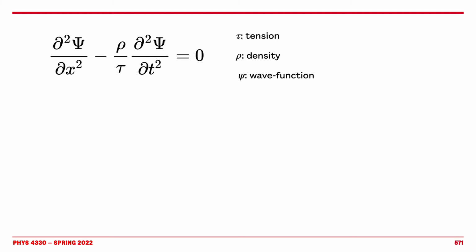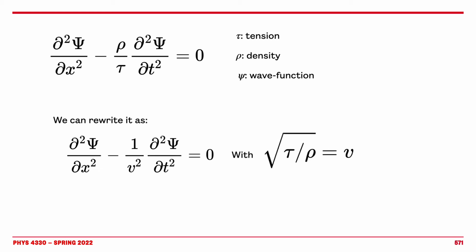Usually we do not write the equation exactly like this. We make one little substitution, which is just related to a definition. And in fact, the way we usually write it is this way, where we have the second derivative of the wave function with respect to position minus 1 over the velocity squared times the second derivative of the wave function with respect to time is equal to 0. Now, we simply define v, the velocity, as the square root of tau over rho.